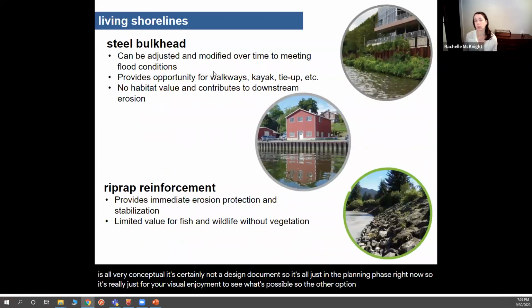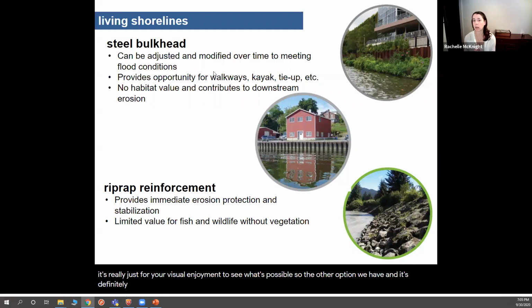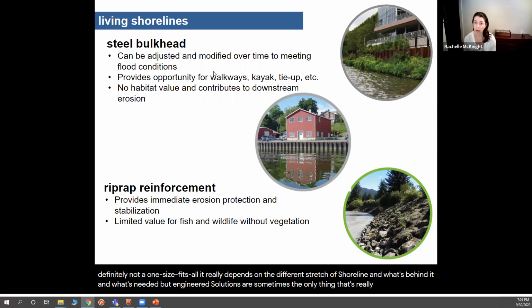So the other option we have, and it's definitely not a one-size-fits-all, it really depends on the different stretch of shoreline and what's behind it and what's needed. But engineered solutions are sometimes the only thing that's really practical in some instances. We always try wherever possible to go with living shorelines. They have proven to be much more effective long-term, and they provide so many co-benefits.